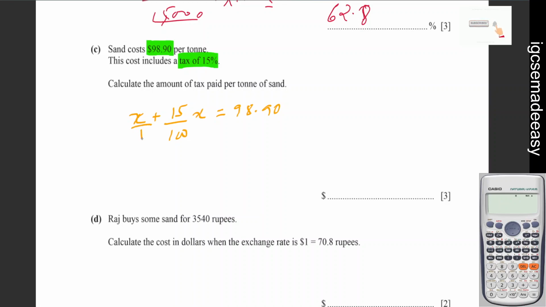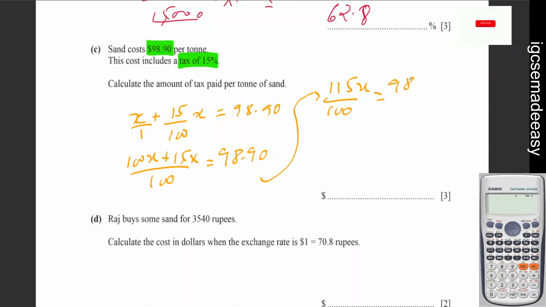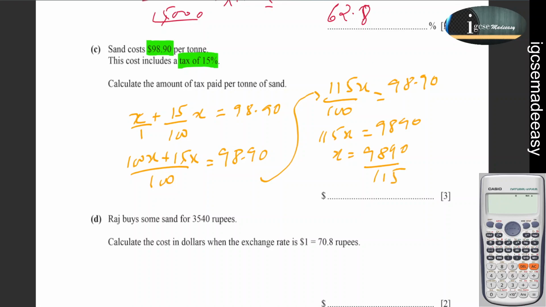So if I find out the value of x in this case, it will be 100x plus 15x equal to 98.90. So this will give me 115x divided by 100 equals 98.90. If I solve it further, the value of x is 9890. x will be equal to 9890 divided by 115. So 9890 divided by 115 gives you 86. So the value of x is 86.